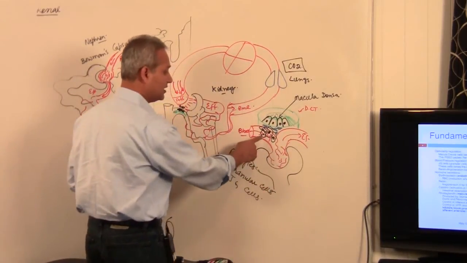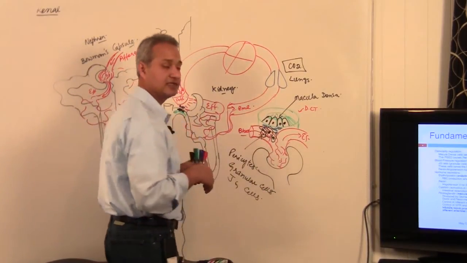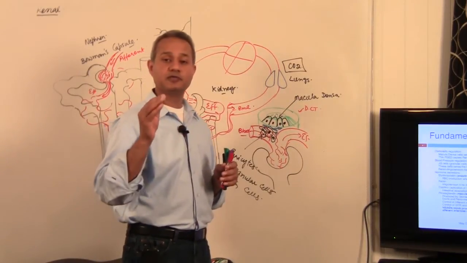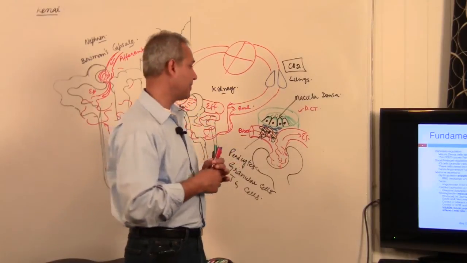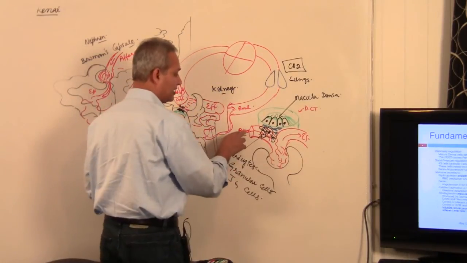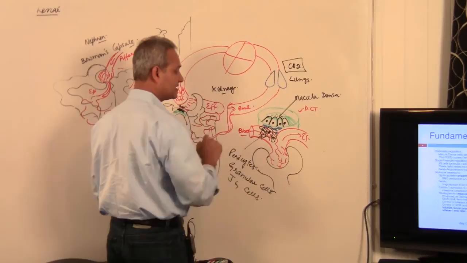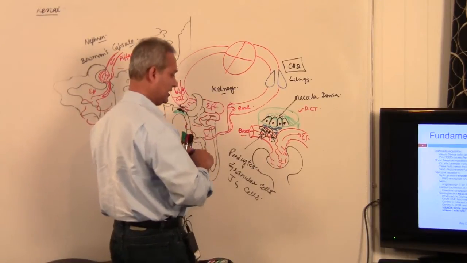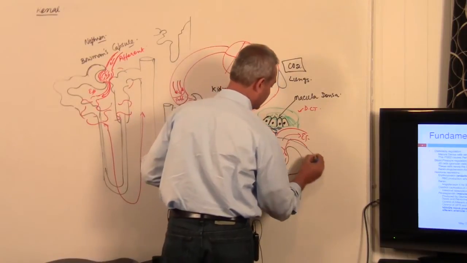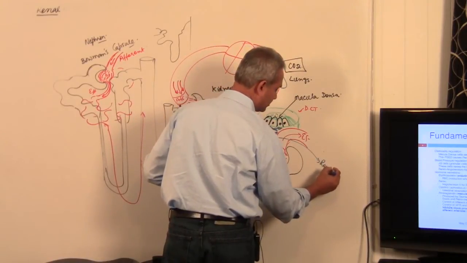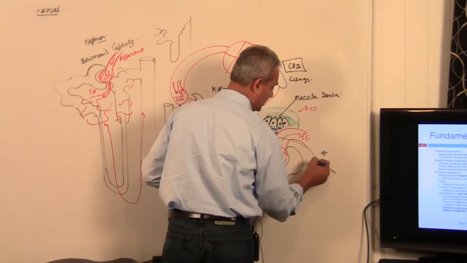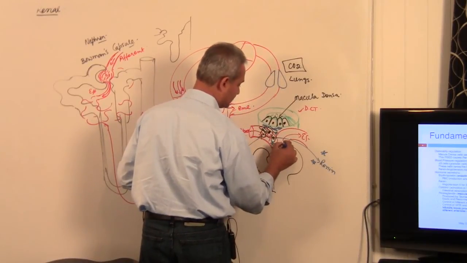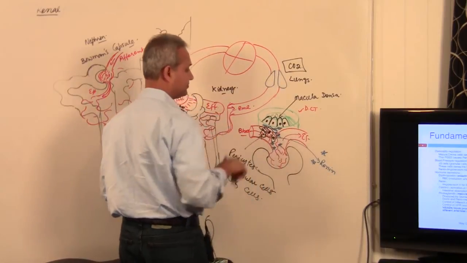What are the cells here? JG cells and macula densa cells. Now let's see how they function. How do they help maintain the osmolarity? So this is what happens. When the blood pressure is more, pericytes get stretched, and when pericytes get stretched, these will release renin into this area.